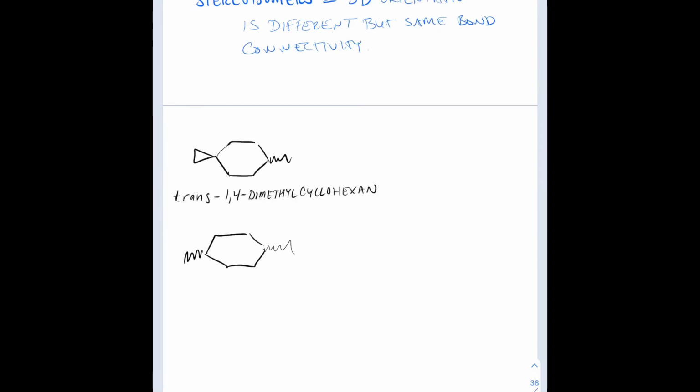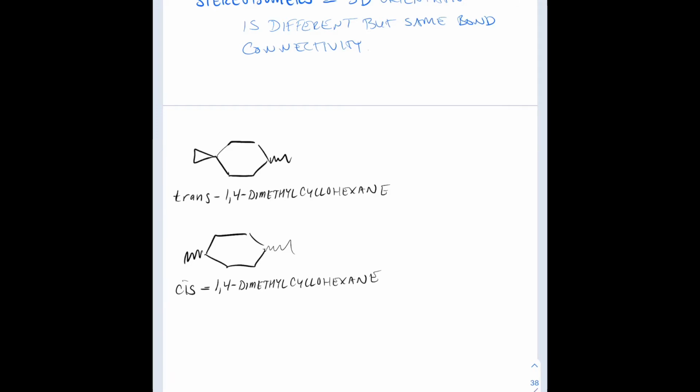Let me go ahead and bring this one back down here so we can actually give the name. Since these two groups are on the same side of the ring, they are cis, and again, we put that in the front. So that's a cis 1,4. I'm going to just copy this. It would probably help if I finished spelling the word hexane. All right, so that's cis and trans 1,4-dimethyl cyclohexane.